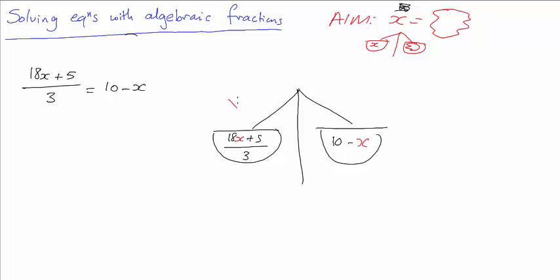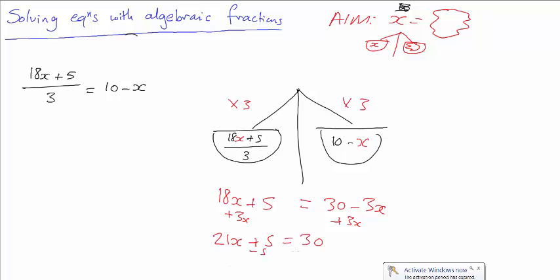So let's times this by 3. Now hopefully now, I'm not going to keep going over this, this will give you x, 18x plus 5. Now we times this side by 3, and that's going to equal 30 minus 3x. And look, now it's a pretty simple equation after that. So let's add 3x to each side. Right, we got 21x plus 5 equals 30.